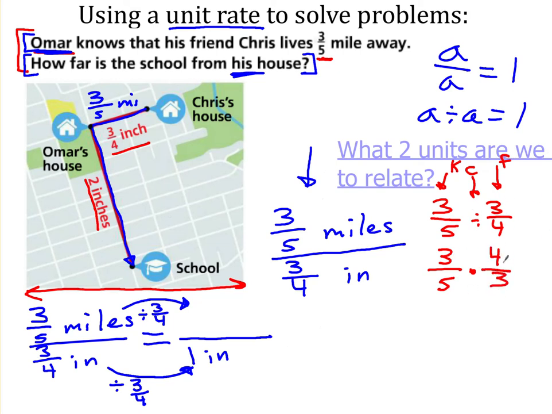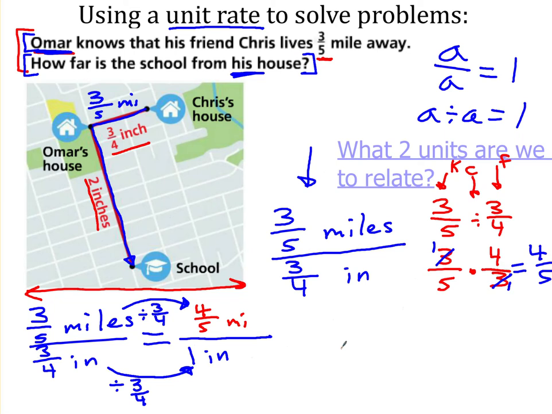We could go through and multiply the top and bottom together, but of course I can also cross cancel. So 3 divided by 3, I can just cancel across. 3 divided by 3 is just 1/1. And now we multiply. 1 times 4 is 4. 5 times 1 is 5. And ooh, that's our magic number. We'll pop it in there. We've got 4/5 of a mile is equivalent to 1 inch.